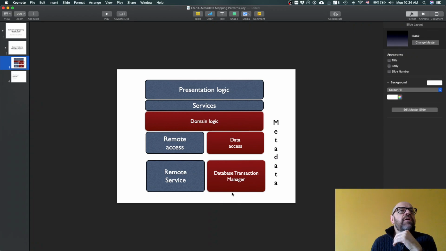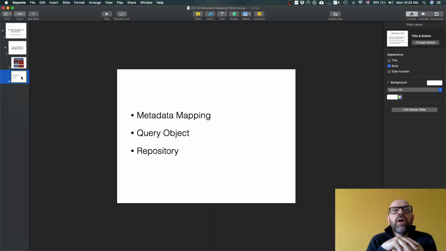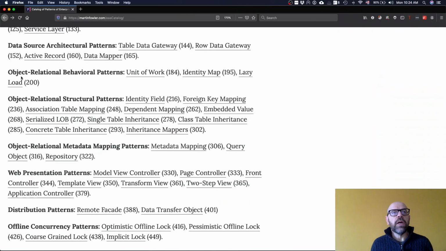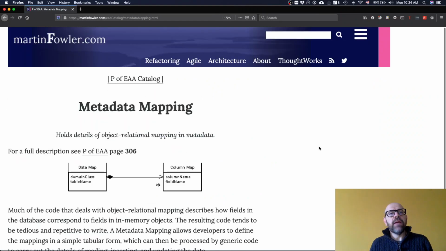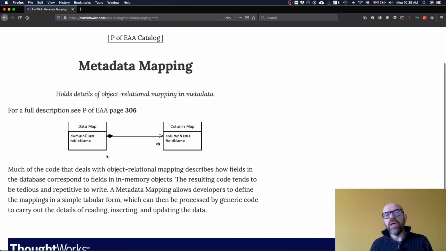So the three patterns that are described are metadata mapping, query object, and repository. I'm just going to do a very quick walkthrough of them before you read the documentation, okay? So the first one is metadata mapping. And the idea is you should have a structure where you store information about, for instance, the relation between the domain class name and the table name, and the column name and the field name.